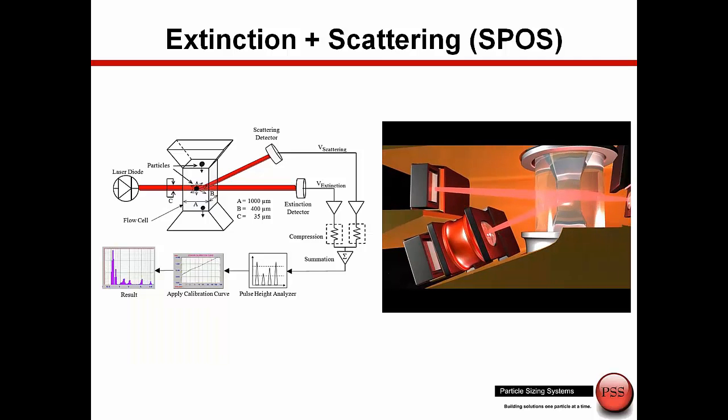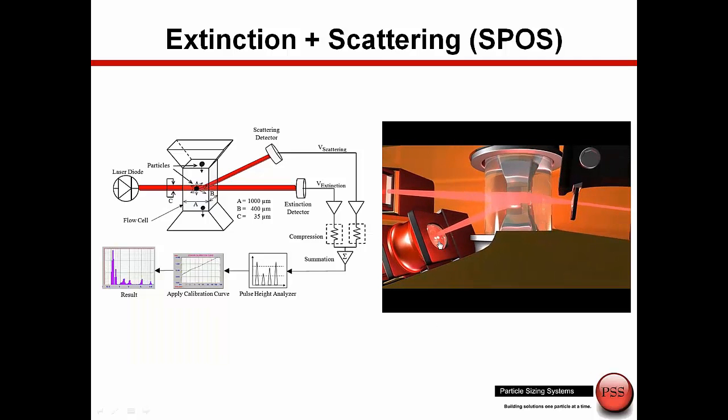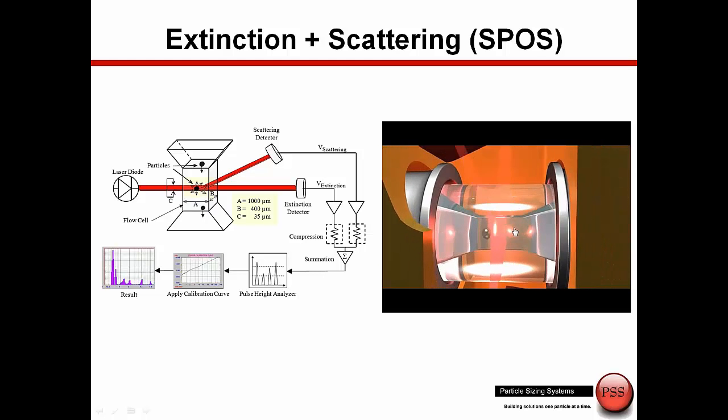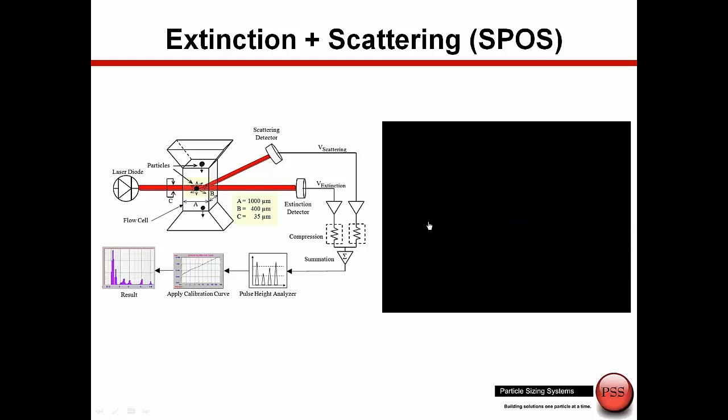In this short video, we'll actually see the particles interacting in the two detectors here, the extinction and the scattering detector. So the particles pass through a constricted flow region. That is where we generate these pulses, and from those pulses we generate the particle size distribution.